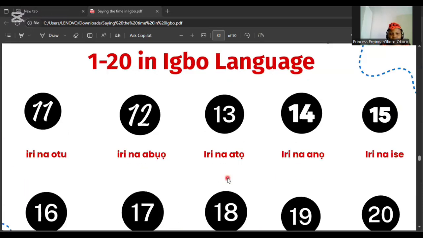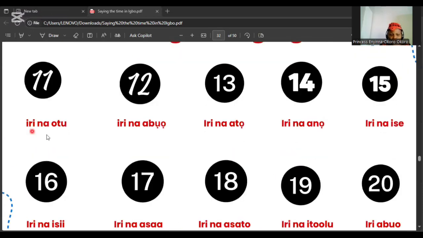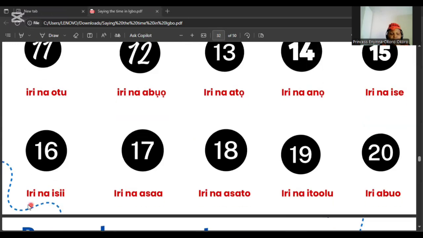Let's move on. 11 is iri na otu. 12, iri na abo. 13, iri na ato. 14, iri na ano. 15, iri na ise. 16, iri na isii. 17, iri na asaa. 18 rather, iri na asato. 19, iri na itolu. 20, iri abo.